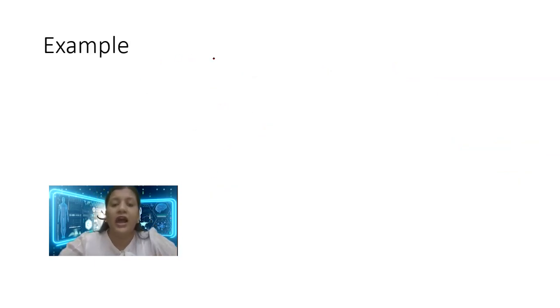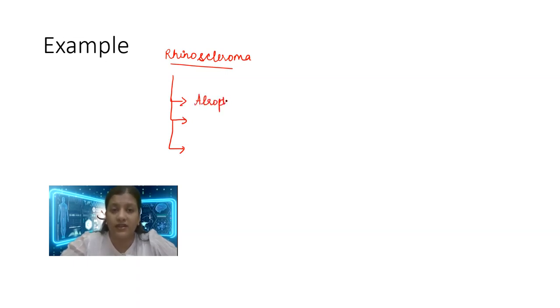For example, I will take one simple example. Say I'm teaching you rhinoscleroma. If I want to teach you the pathophysiology of rhinoscleroma, I can tell you that there are three phases, and based upon this you will have symptoms. The first stage is called the atrophic stage. The second stage is called the granulomatous stage. And the third stage is called the stage of cicatrization.